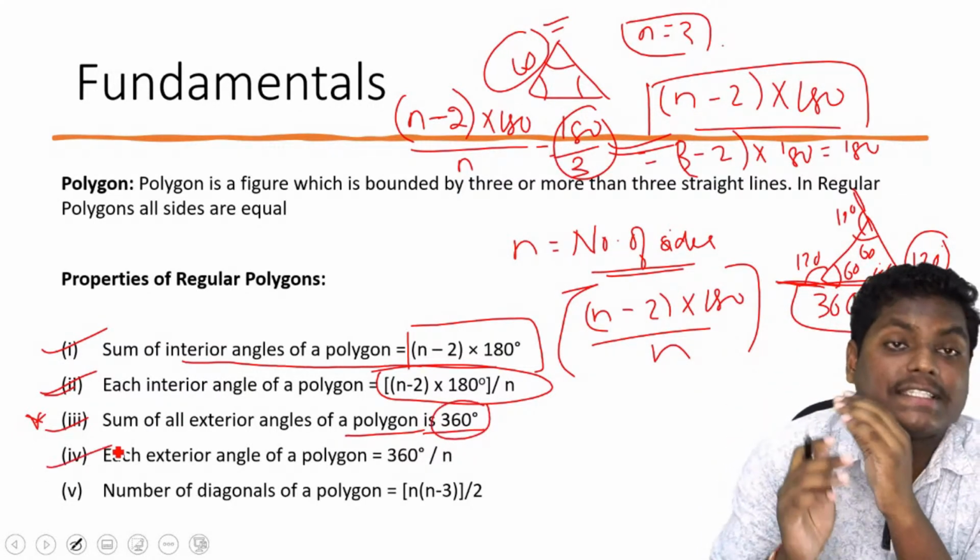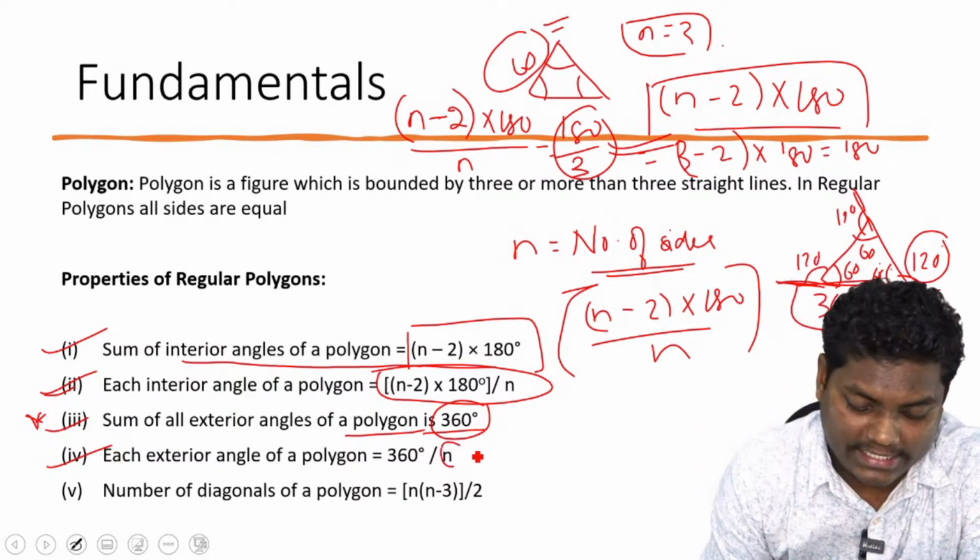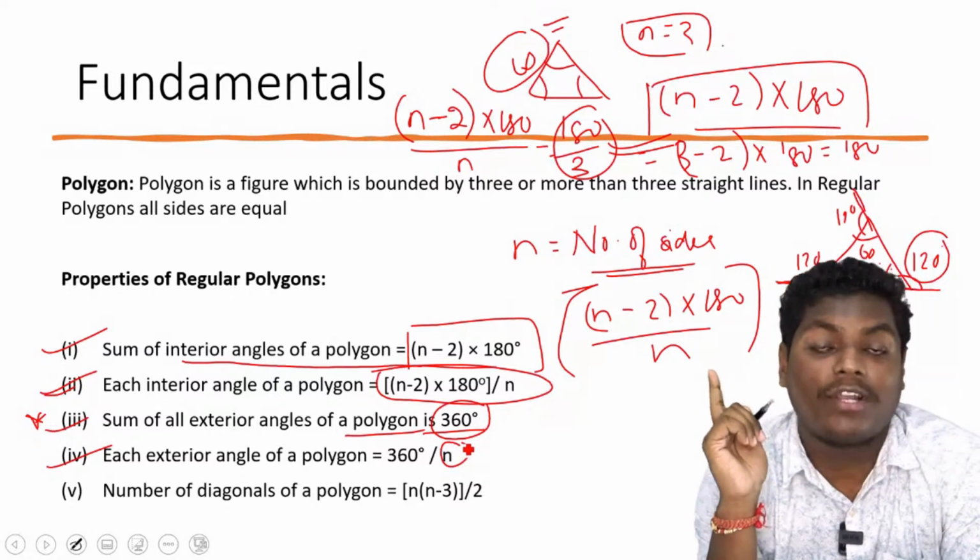Okay. Now the same thing, if we want to find each exterior angle, then we need to divide it by n, where n is the number of sides. So it will be 360 upon n.